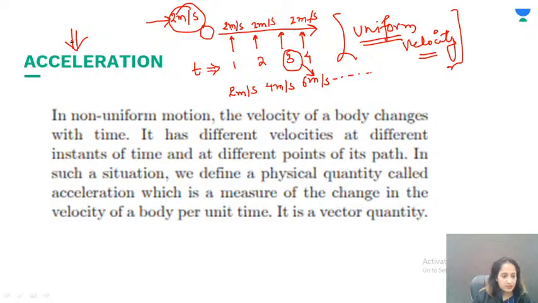Punam aaj nahi hogi menti. Okay. Yeah, we are just going over the important concepts.